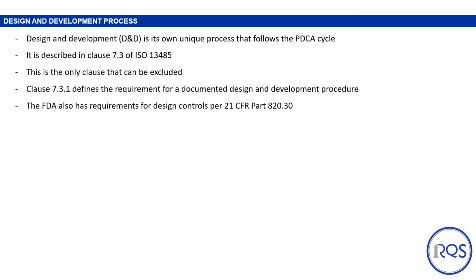Design and Development, or D&D, is its own unique process that follows the PDCA cycle, or the Plan, Do, Check, Act cycle that was previously discussed in Module 1. It is described in Clause 7.3 of ISO 13485. This is the only clause that can be excluded and a written justification is needed. Clause 7.3.1 defines the requirement for a documented design and control procedure. The FDA also has requirements for design controls per Part 820.30.